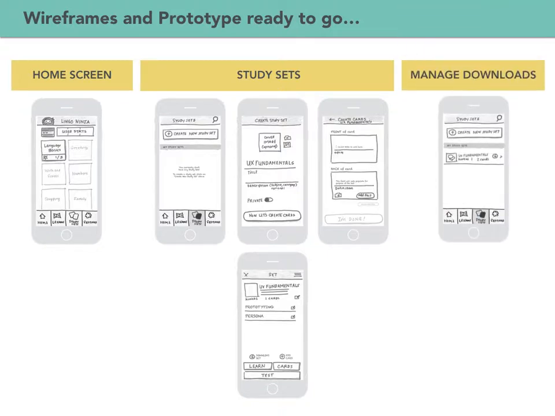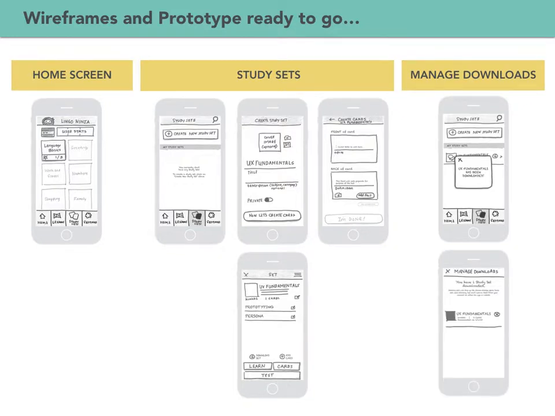Next, Ashley will download the study set she just created so she can access it offline. To do this, she will click on the download button next to the study set. Later, Ashley decides she no longer needs to access the set offline. She can remove it from her phone by accessing the Manage Download from Settings and clicking Delete.